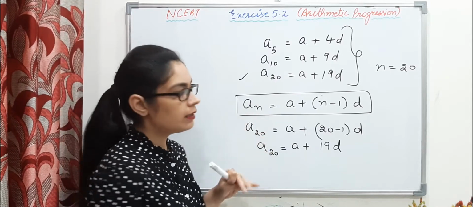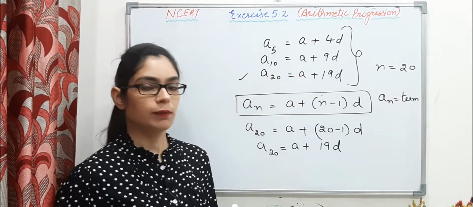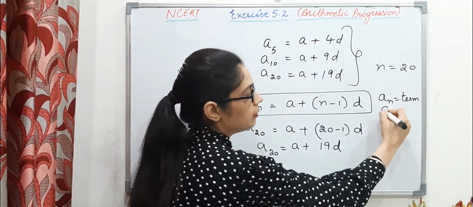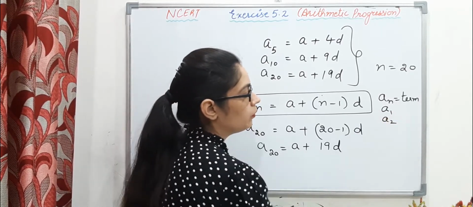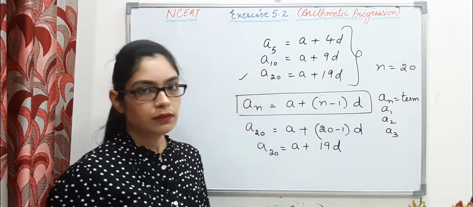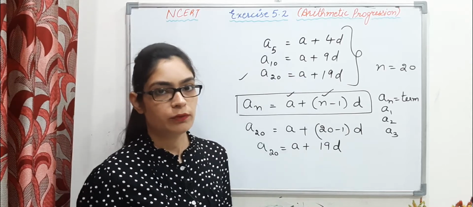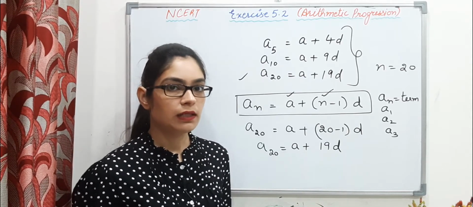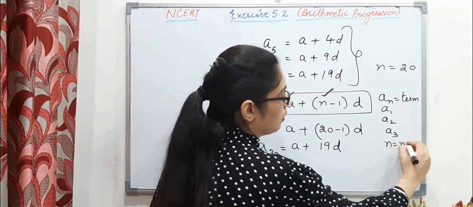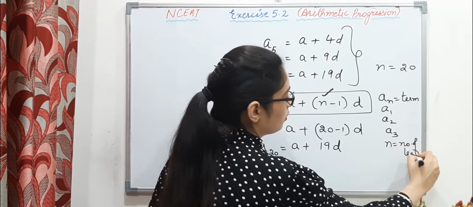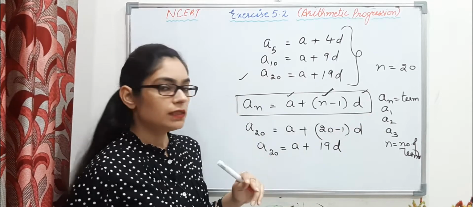Here AN is the nth term, whichever term we are talking about. It may be the first term also. If first term it will be A1 or simply A we can write. If second term it will be A2, third term A3, and so on. A is the first term, N is the number of terms, whichever term we are talking about, and D is the common difference. We have already used all these terms in the previous exercise also.